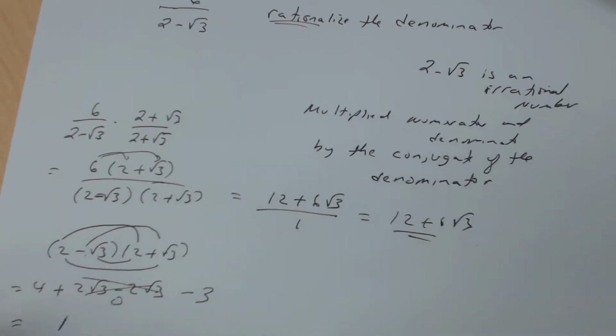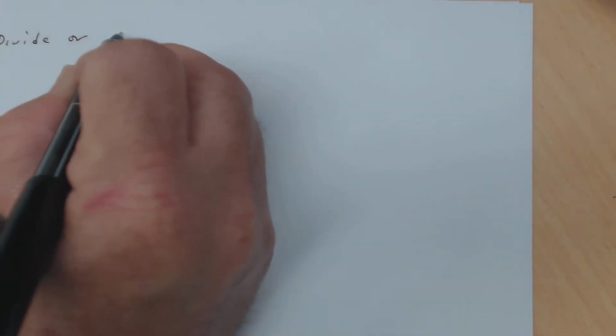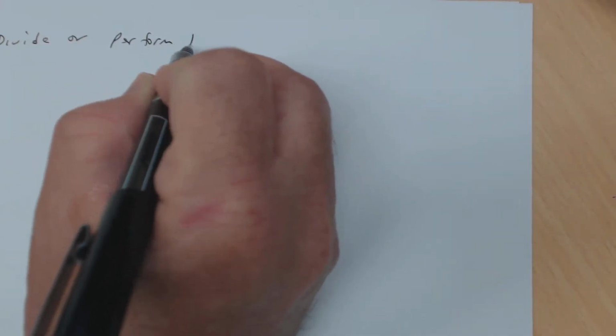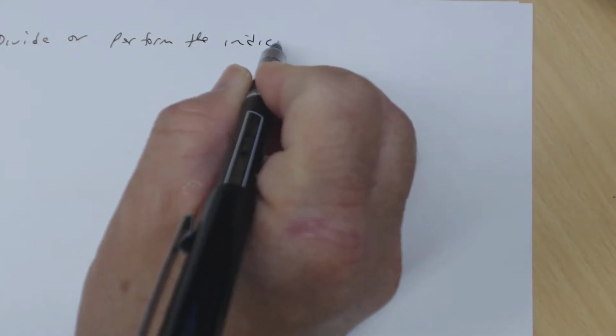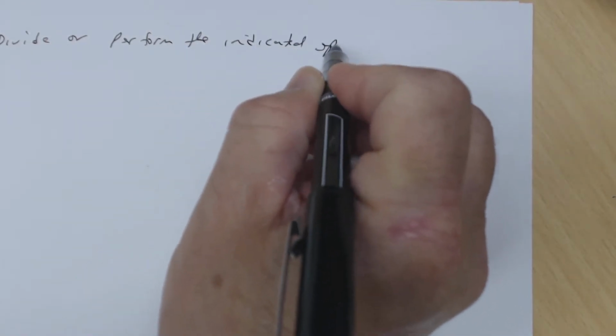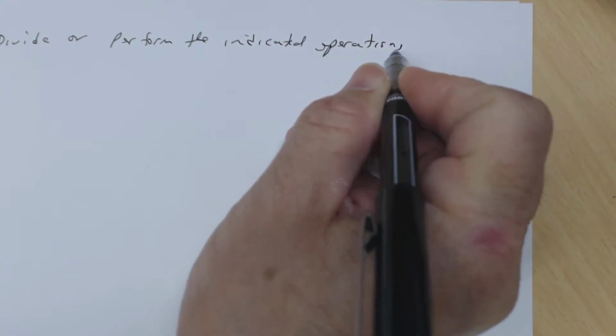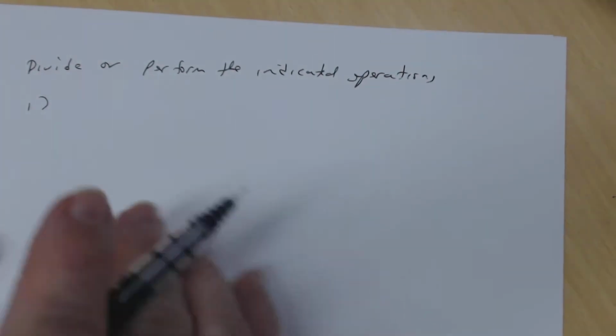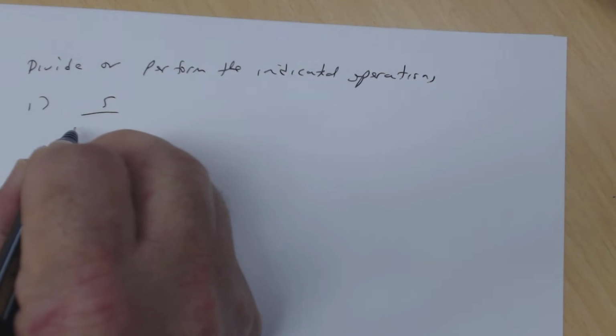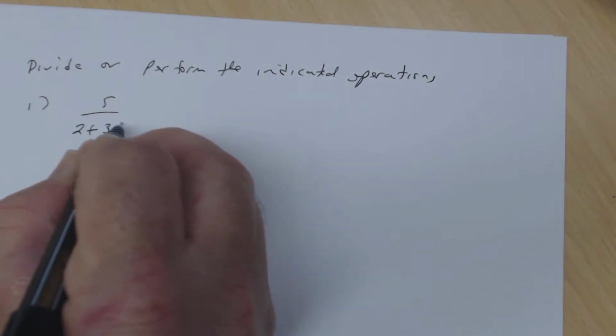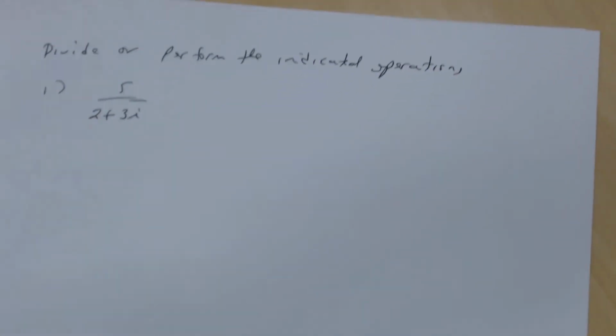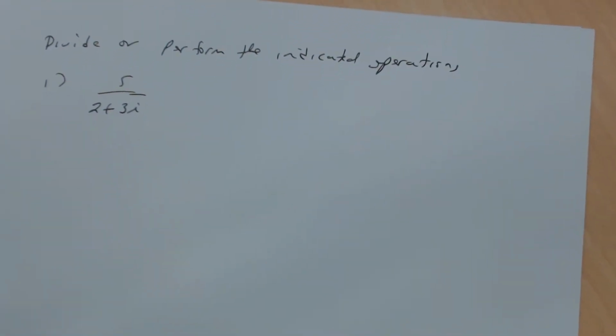Now let's look at examples in which we're dividing complex numbers. The directions will say divide, or it could say perform the indicated operations. It could be any one of these. Now, let's suppose we had this example. Number 1. Suppose we had 5 divided by 2 plus 3i.